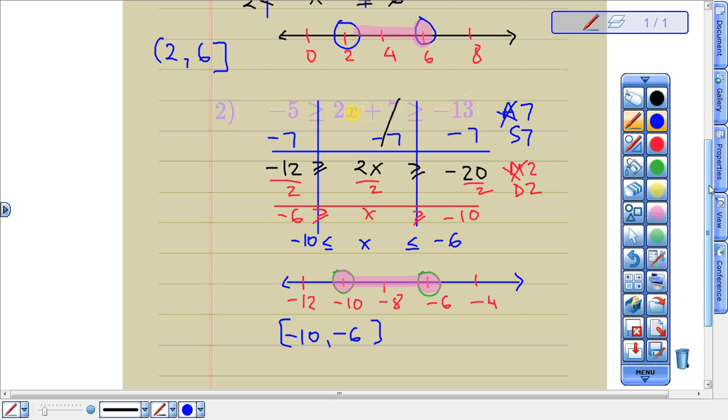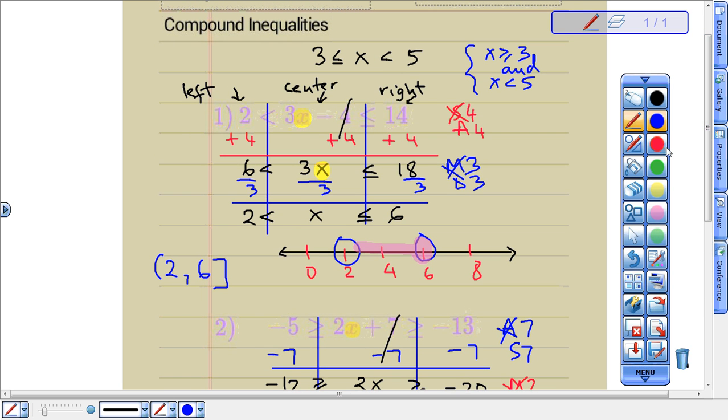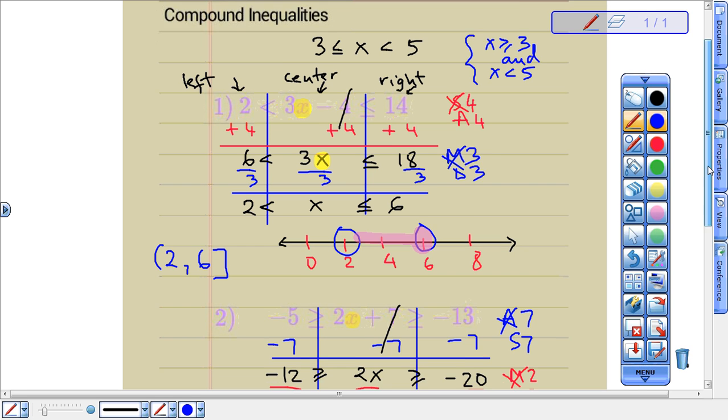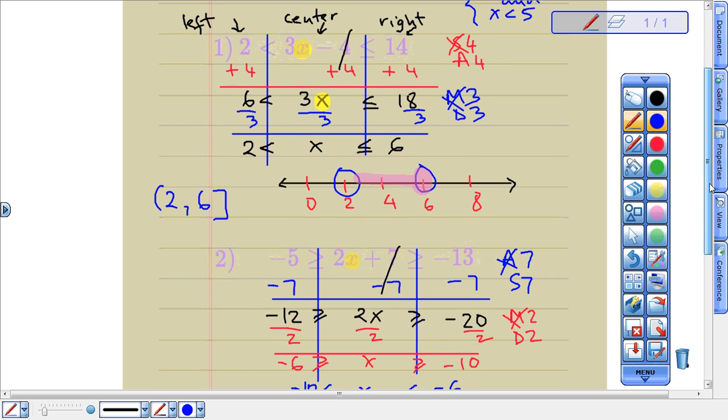So as you notice here, for both of our examples, we had compound inequalities with the word and. We can solve it all together, and at the end we have two choices: either graph the solution or write it using interval notation.